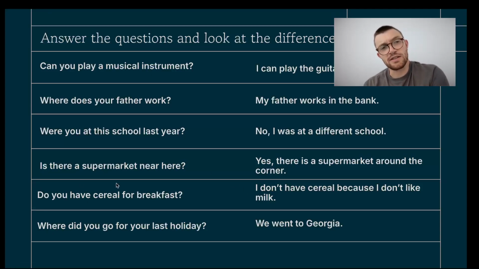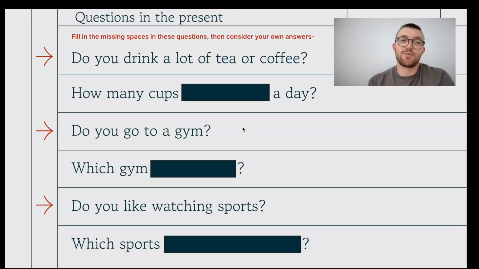In the questions that have an auxiliary verb, it is the auxiliary verb that moves in the word order and not the main verb. So in the last one, where did you go for your last holiday? We went to Georgia. It's not "went we to Georgia". That is very important.